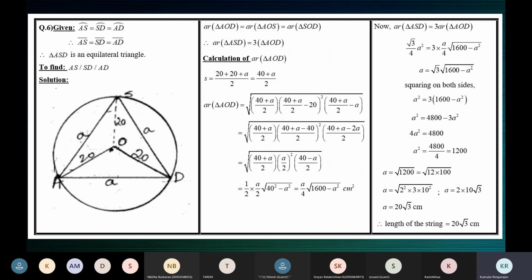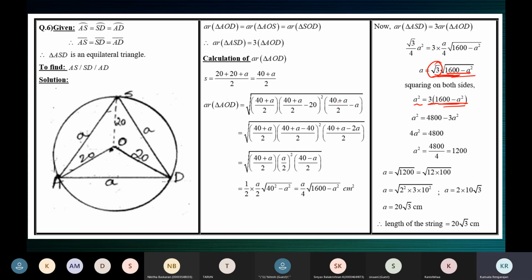In order to get rid of the square root, we need to square on both the sides. So on squaring, we get a square is equal to this one. When you square it, it becomes 3. This, when you square it, the square root is eliminated. So it's free of the square root now, because you've squared on both the sides. So you can see a free 3 and a free 1600 minus a square, not under the influence of the square root.